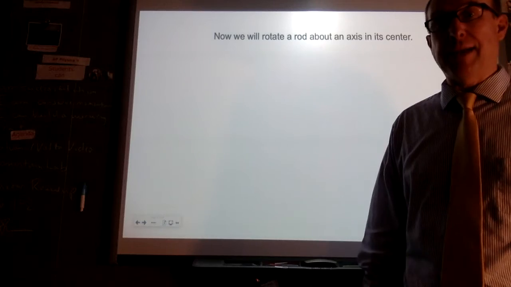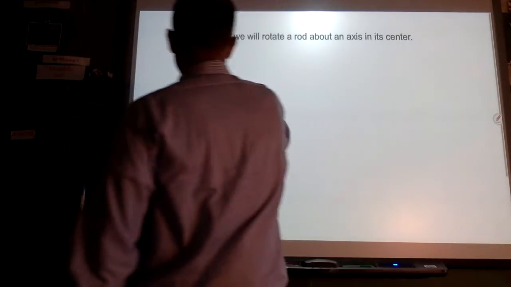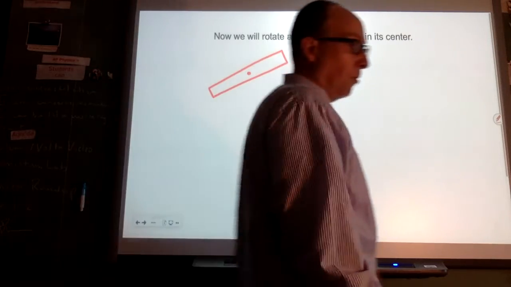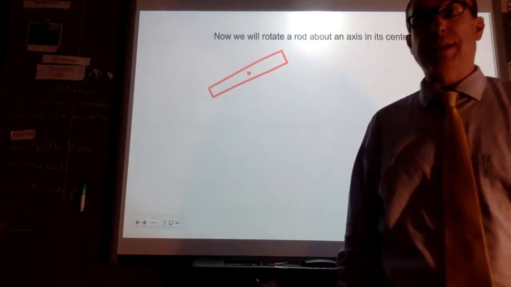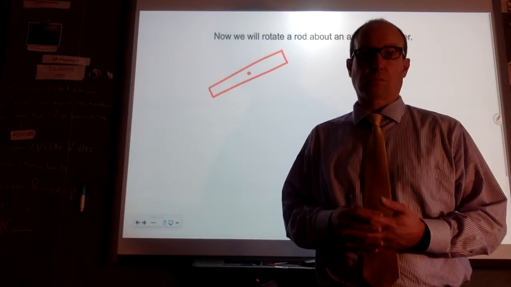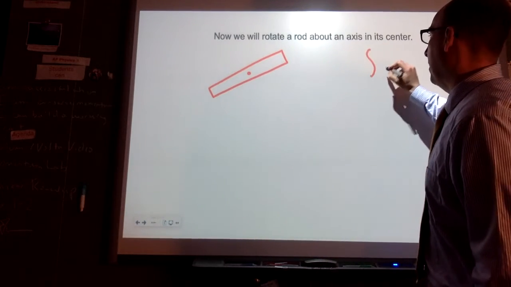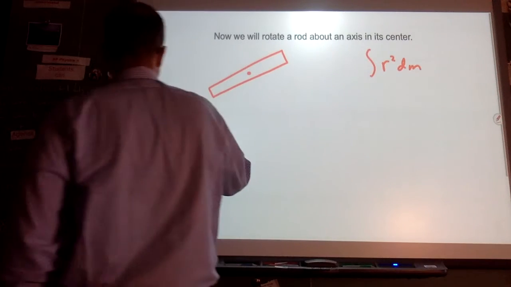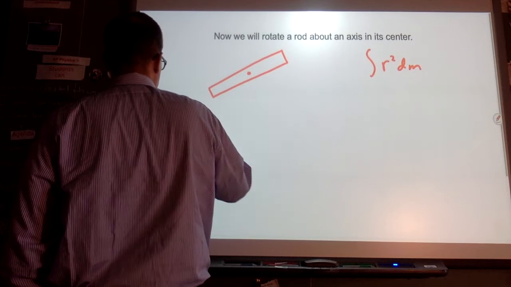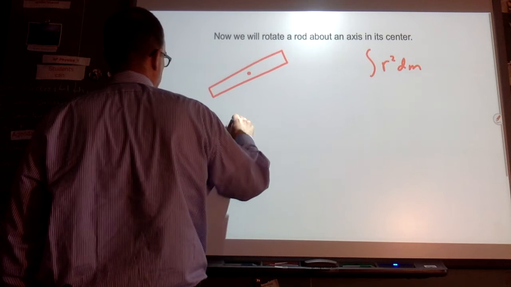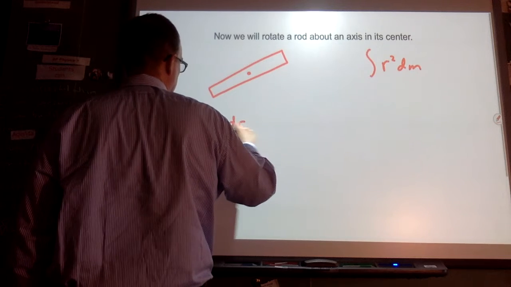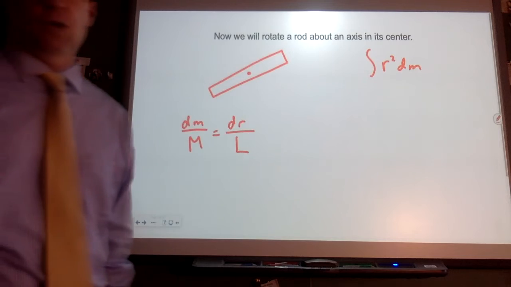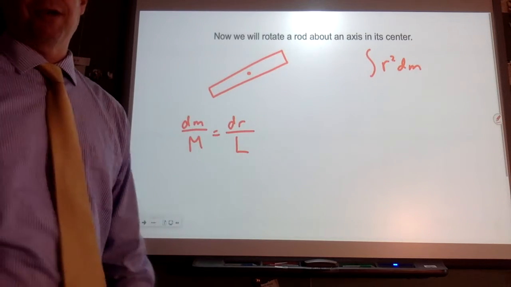All right, so now we're going to do the same thing, but now we're rotating it about its center. And you might know what this is. You might remember. You might not. But again, our integral is R squared dm. And I'm going to say that dm is to the total mass, why don't I call it dr, is to the total length. And that way it's agreeable with what R squared is over here.